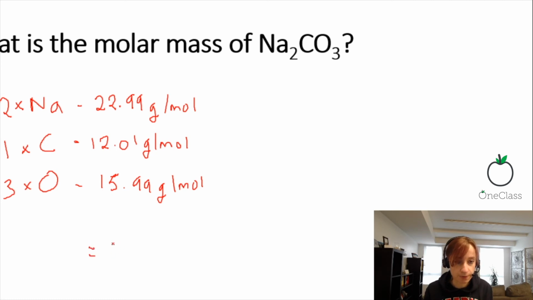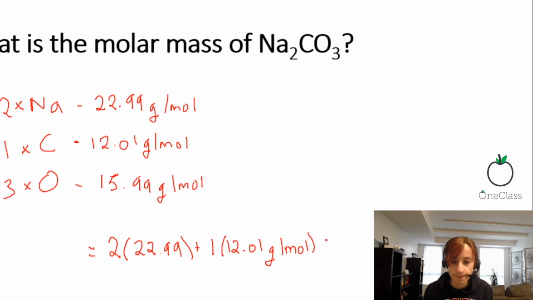So the calculation will go like this. So we have 2 sodium atoms, so 2 times 22.99 grams per mole, plus 1 carbon, plus 12.01 grams per mole, plus 3 oxygens, 3 times 15.99 grams per mole. So doing the math, we have 105.96 grams per mole as the molar mass of Na2CO3.